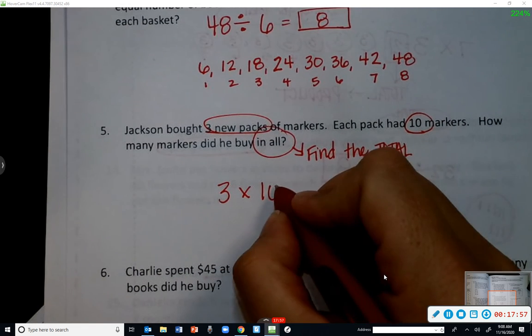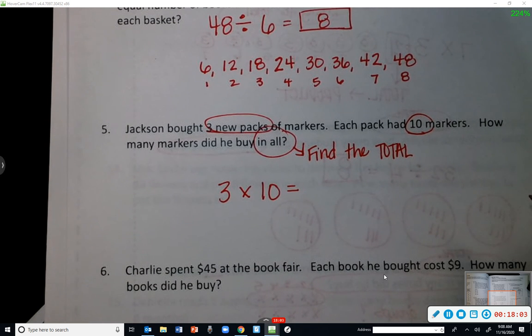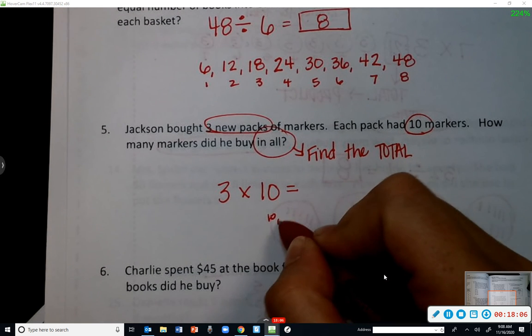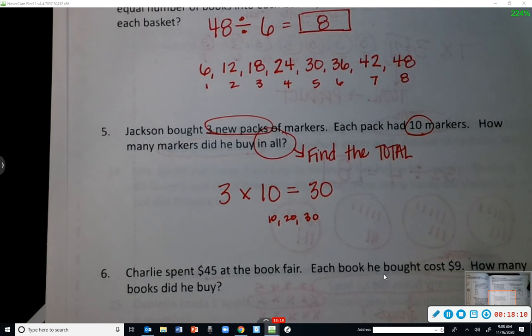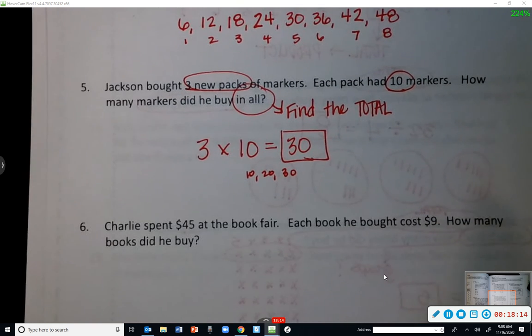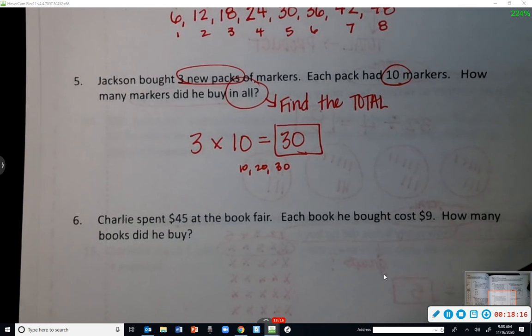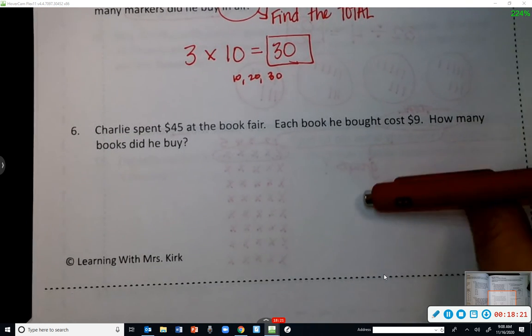So I have 3 packs, 10 in each pack. Okay, so 3 groups of 10. If it were me, I would just count by 10s. That's what I did. Do it in my head, so that would be 10, 20, 30. So 30 markers in all. Any questions on that one? Good.